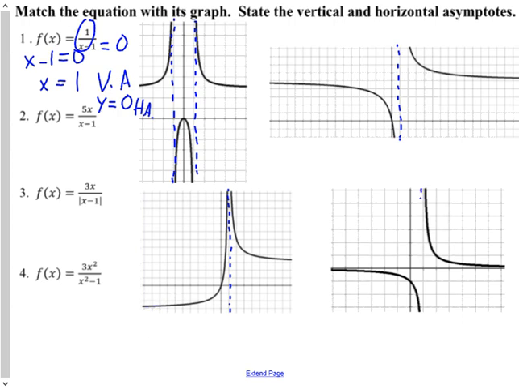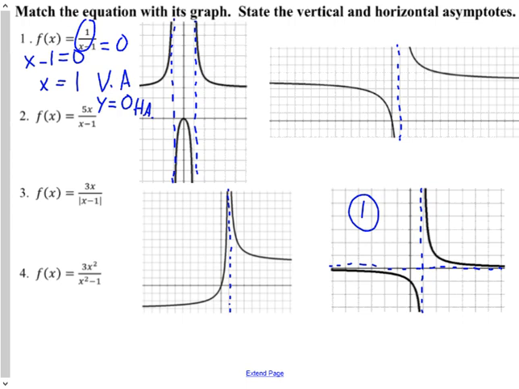But let's double check here. We've got our up and down here, and then going across left to right. So those are our two asymptotes that matches. So this one's number 1. That is the 1 over x minus 1.